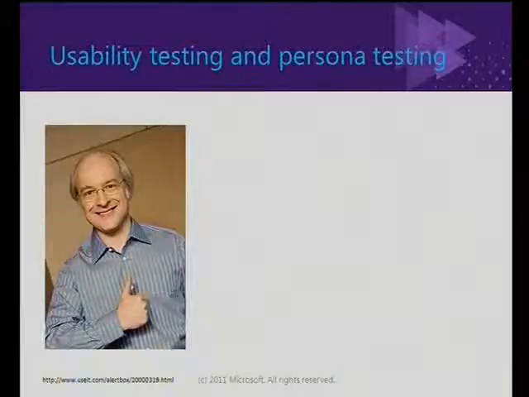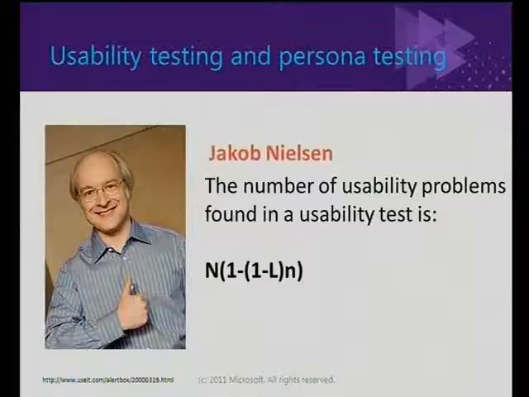Jacob or Jakob. Jakob Nielsen is probably considered by most as the godfather of usability. He has a PhD in human-computer interaction and about 80-odd patents in usability and making the internet easy to use. He did a whole bunch of analysis around usability testing, and he actually came up with this formula which identifies the number of usability problems that will come out during usability testing.